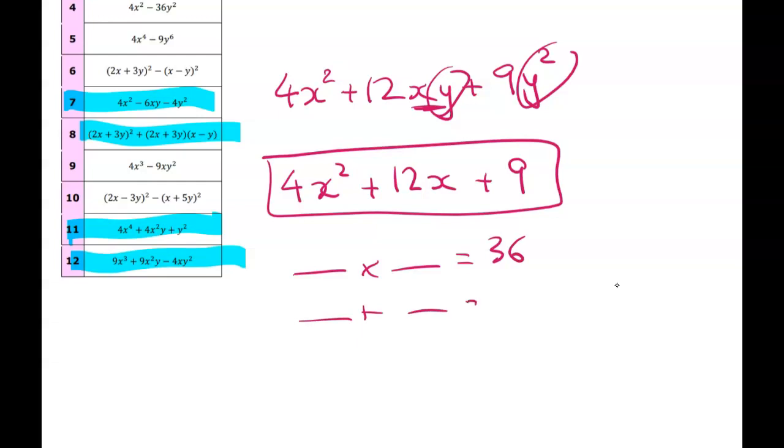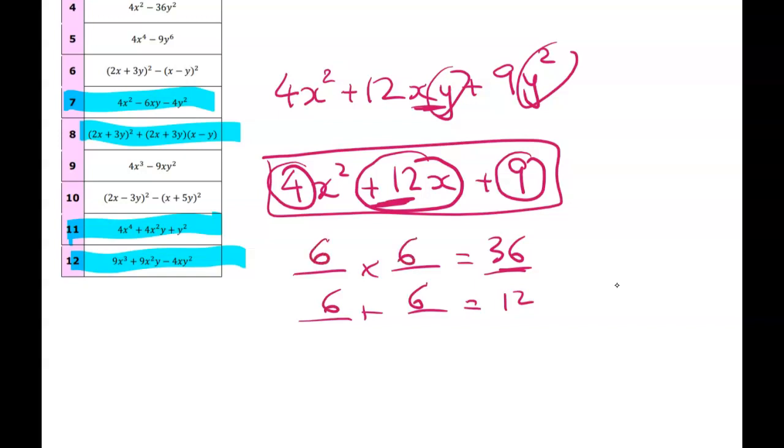So the grouping method says that I want two numbers that multiply to give me 36, and I want two numbers that are going to add to give me 12, right? And what I'm doing here with the 36 is pulling it from the 4 times the 9. So we're finding a way to intelligently split up the plus 12x. And both of those numbers are going to be positive. Let's think, 6 and 6, right? So 6 times 6 is 36, and 6 plus 6 is 12.